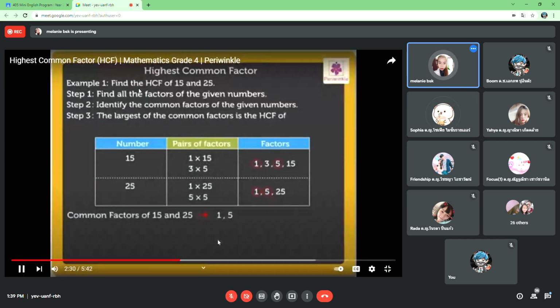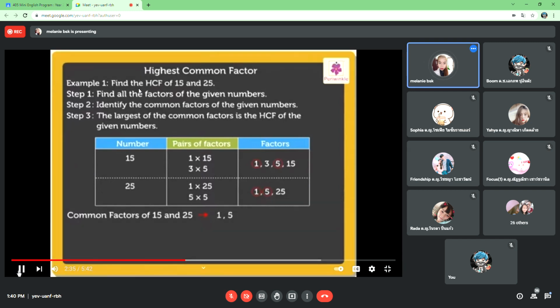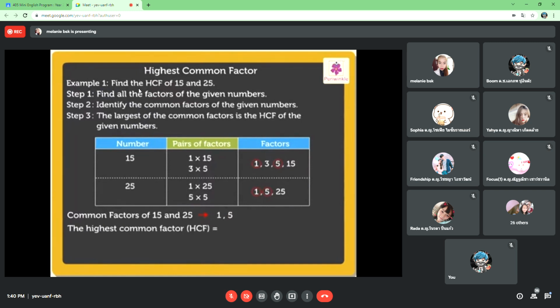5. Very good, Sophia. Here, the largest of the common factors is 5. Thus, the highest common factor is 5. Hence, we define the highest common factor as the largest common factor that two or more numbers have.